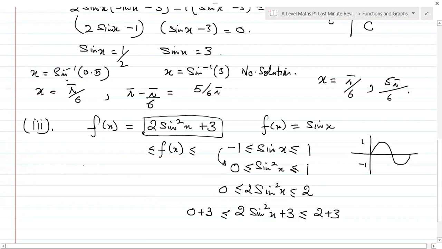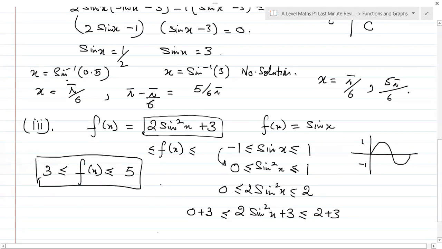So our final range for this would be 3 to 5, which is 0 plus 3, that's 3, and 2 plus 3, that's 5. So that should be the range for the f(x) function. Now let's go on to the next one.